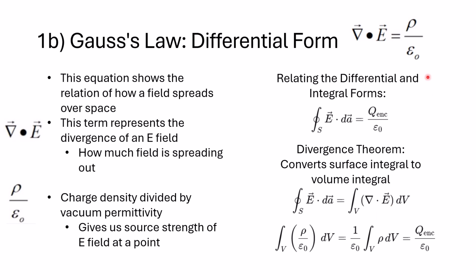We can plug this form back into this integral, pull out the vacuum permittivity constant, and this gives us the integral of charge density over a volume, which is the same as the charge enclosed. And this brings us back to our previous integral form from the last slide.